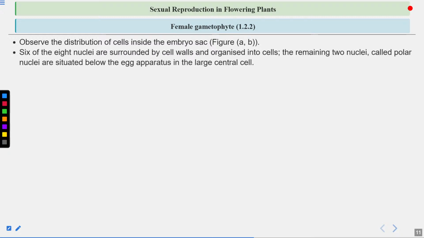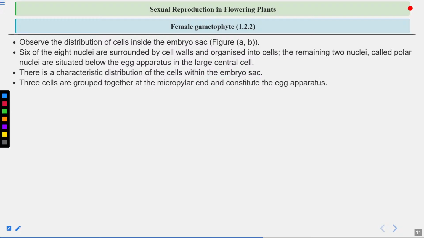6 of the 8 nuclei are surrounded by the cell wall and organized into cells. And the remaining 2 nuclei, called the polar nuclei, are situated below the egg apparatus in the large central cell. The polar nuclei are situated in the center of the central cell, just below the egg apparatus. There is a characteristic distribution of the cells within the embryo sac. Okay, what is that distribution?